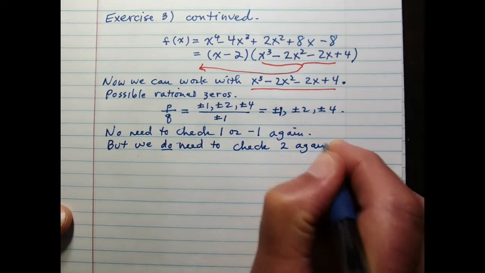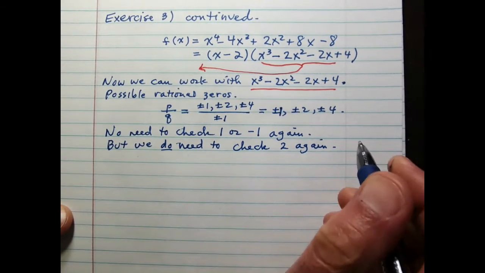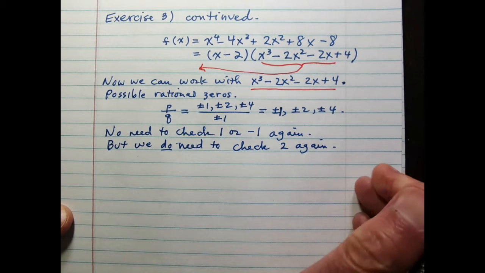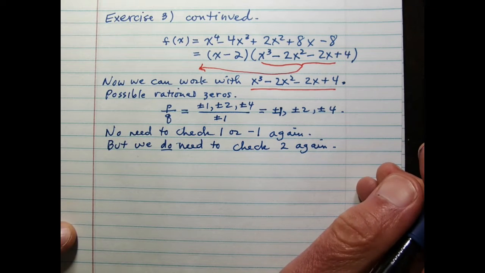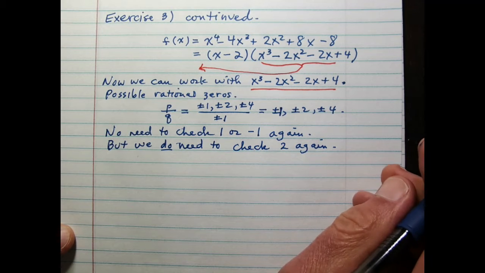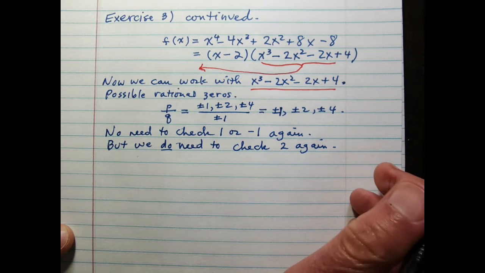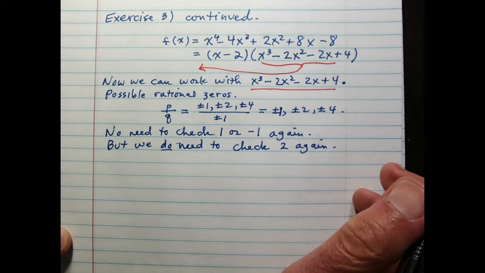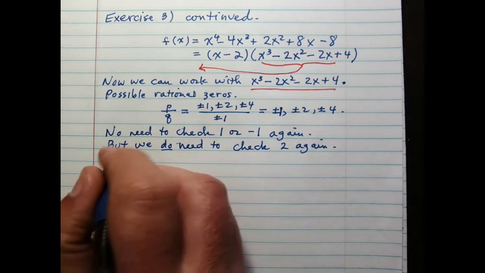And you say, but 2 worked. We already found the factor of 2. Well, there could be another factor of 2. So when a number works, you really have to try it again. You can't just give up on it, because you could have many factors of 2, actually. So we are going to try 2.